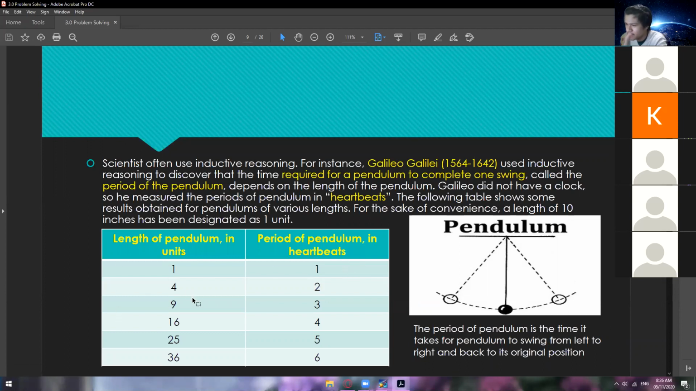So we have the graph where he came up with those results. A length of 1 is 1 heartbeat, 4 is 2 heartbeats or two periods of the pendulum, 9 is 3, 16 is 4, 25 is 5, and 36 is 6. Again, this is kind of similar to the past examples.